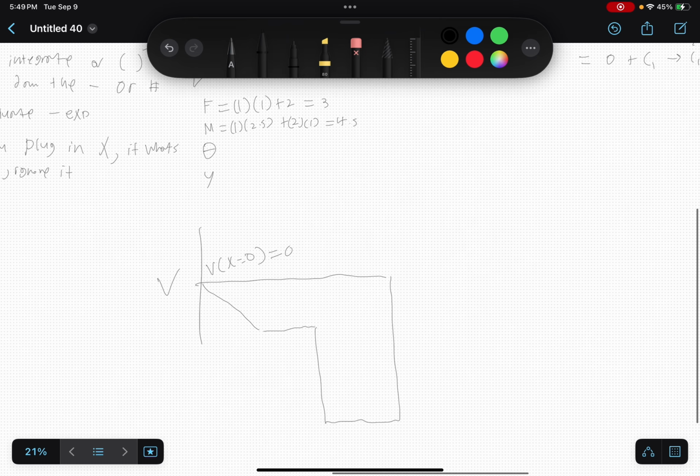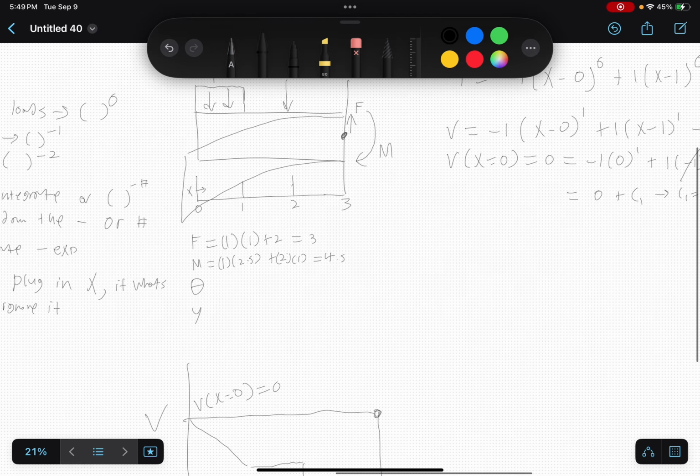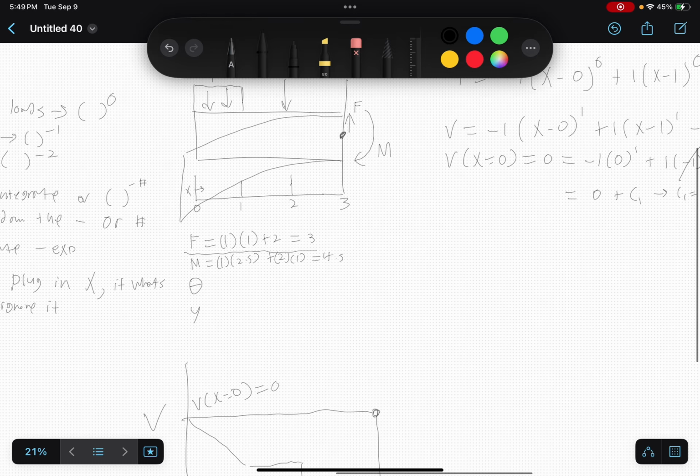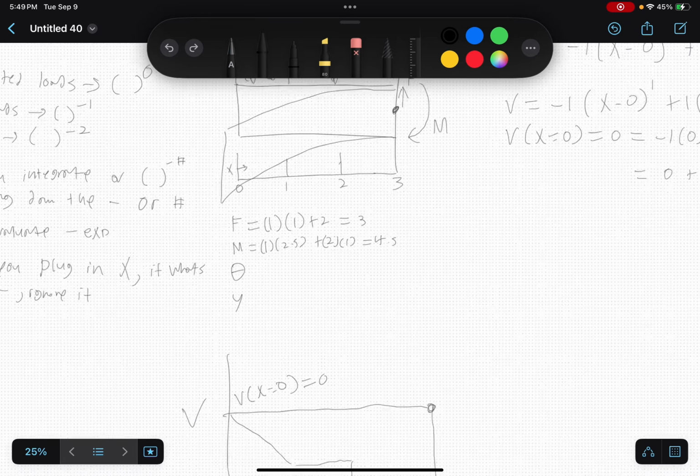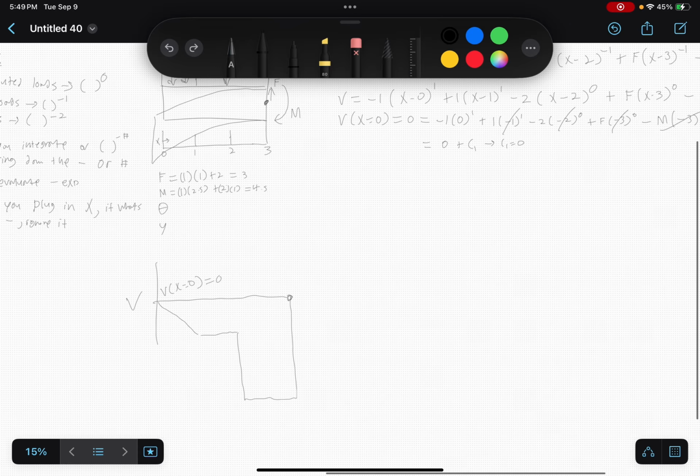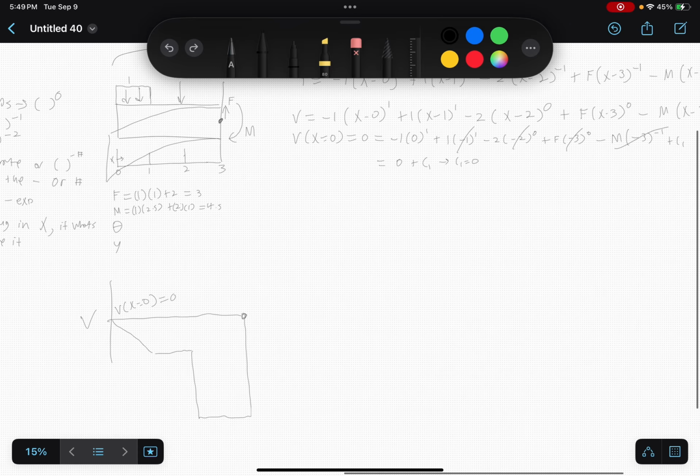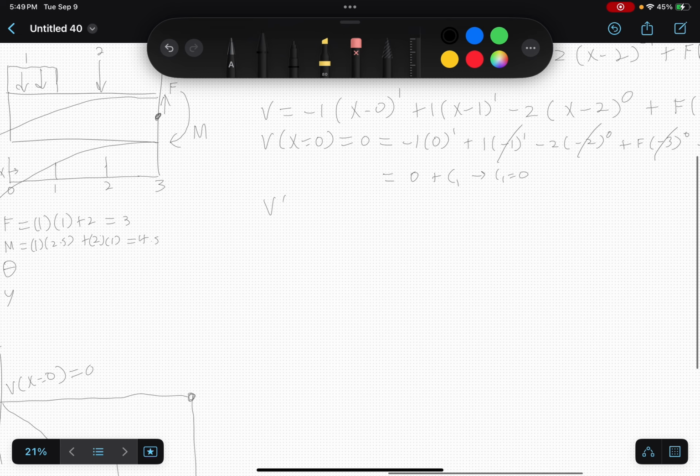Now we can use our other boundary condition to solve for what f should equal, and hopefully it matches what we got over here. And this would be v at x equals 3 equals 0.